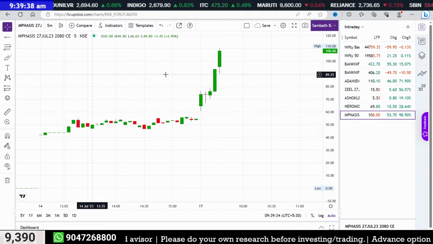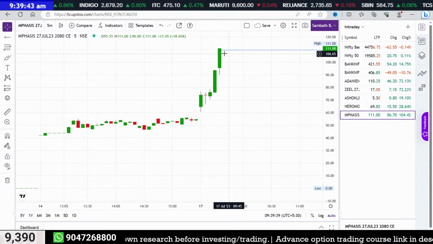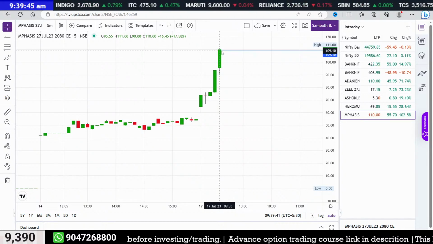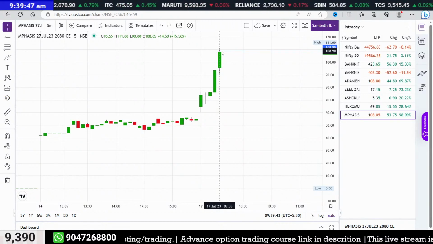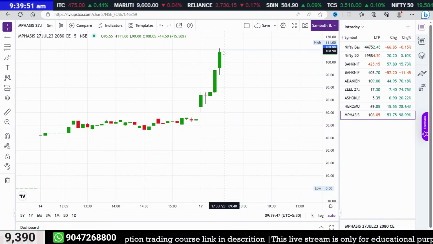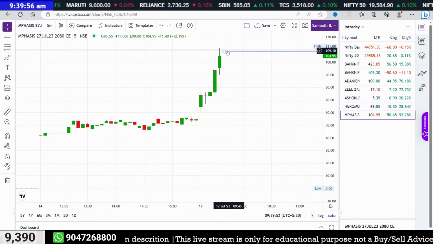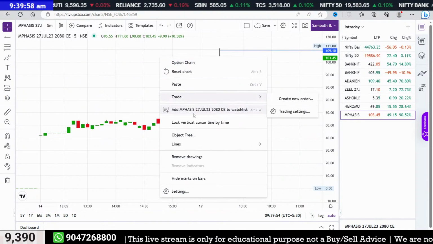Exactly 108.6, it is now 108. So maybe that is our breakout entry. 108.6 is the current price, triggered right now. Maybe a fresh breakout. So that should be a fresh breakout. Now it's exactly at this point.